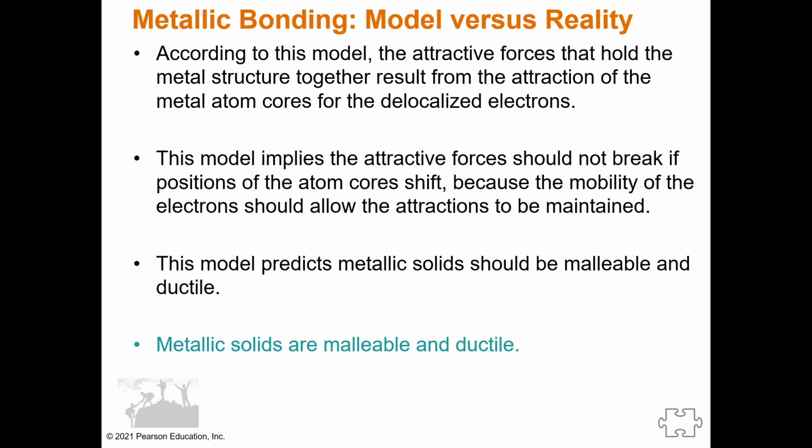With this type of bonding, the electron sea will flow throughout the metal, not just the metal surface. So if you need to pull the metal into thin wires or hammer it into thin sheets, the metal will not break because the metallic bonds will not break. What do we see in reality? Metallic solids are malleable, so they can be hammered into thin sheets, and they are ductile. They can be pulled into very thin wires.